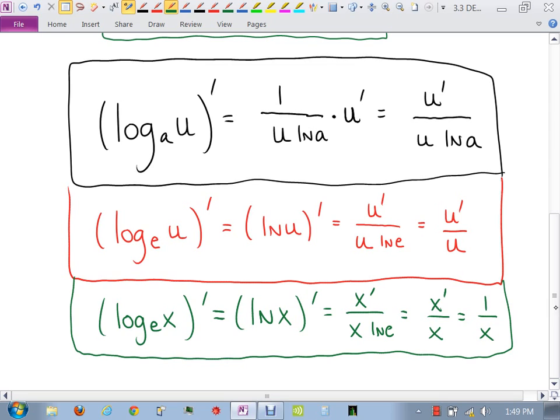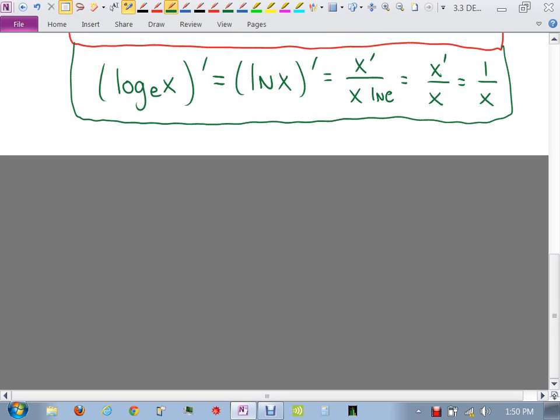So in my opinion, every Cal 1 student should know that the derivative of the natural log of x is 1 over x. But it's more valuable for you to know that one in black, because then you can take the derivative of any log. With me? Okay, we're ready to do some examples now.